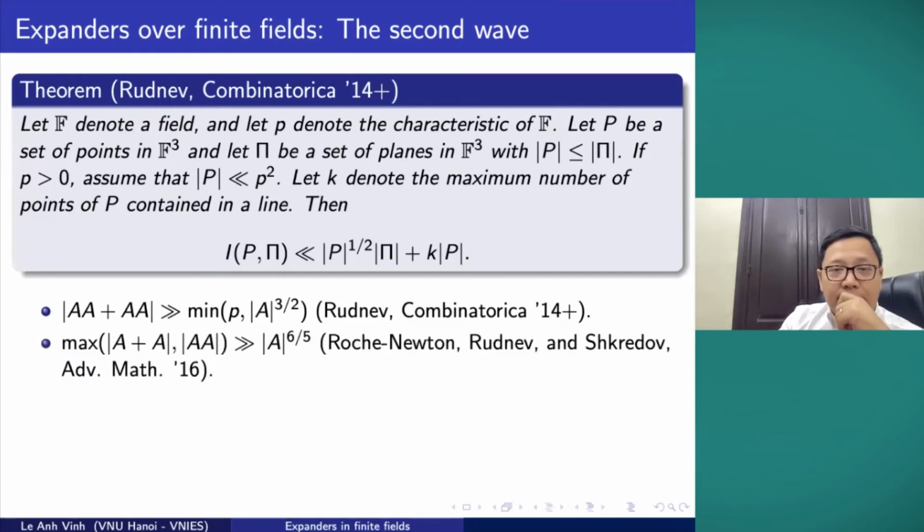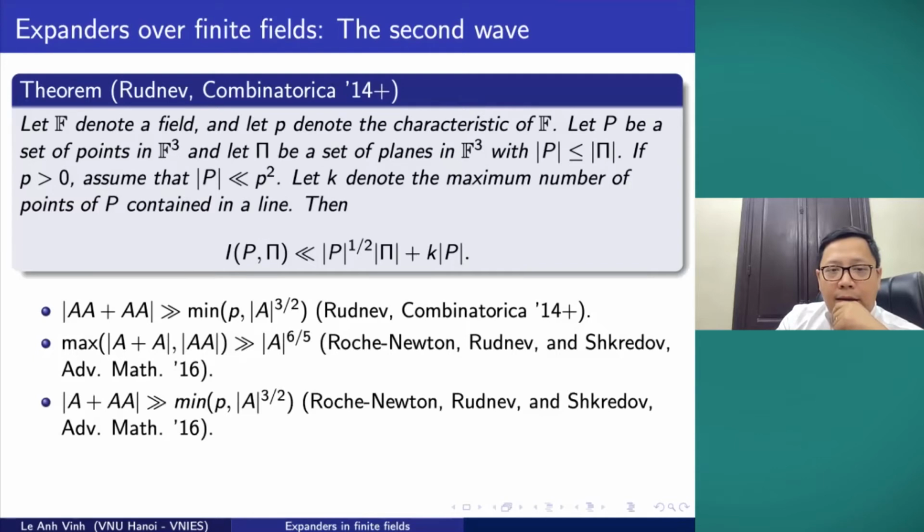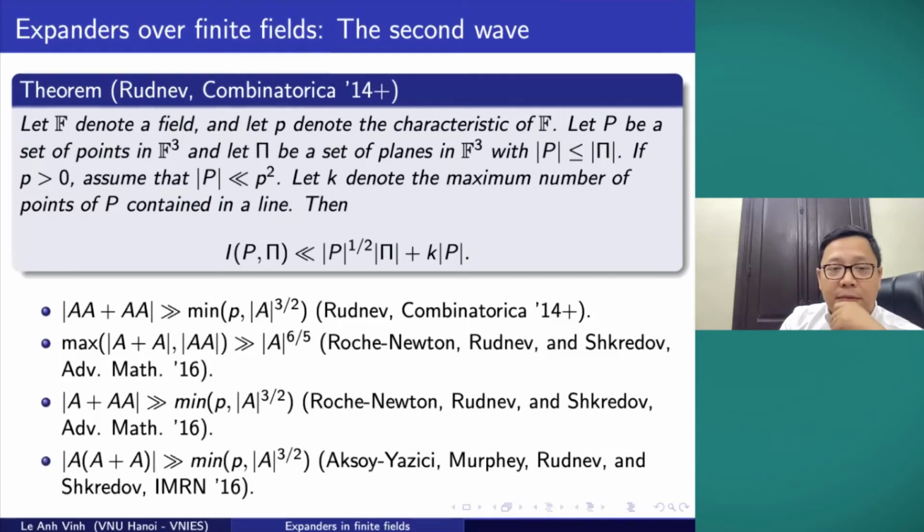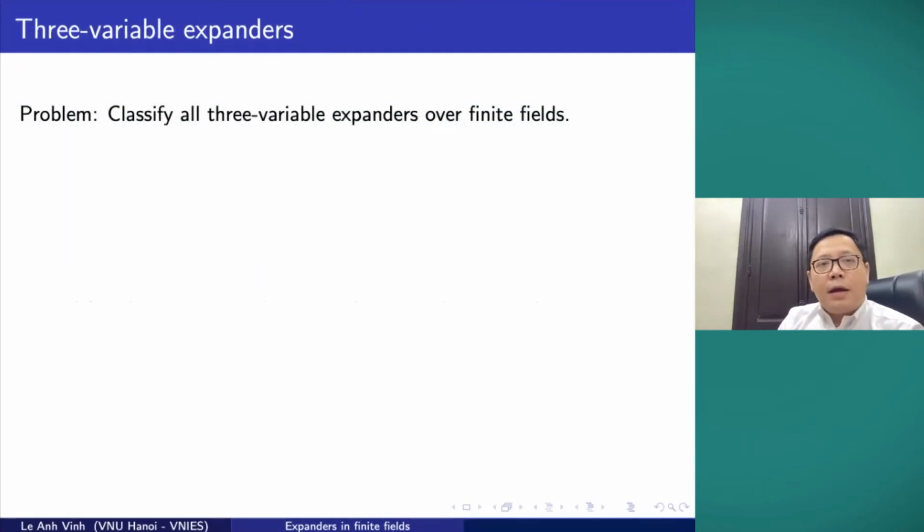And a related result you can see here by Roche-Newton, Rudnev, and Shkredov for the max of A + A and A·A, some broad estimate, and also in the same paper, A + A·A, right? And you can see very similar bounds for that. Okay, so basically it gives some 3- and 4-variable results over the finite fields, and this result improves the previous result.